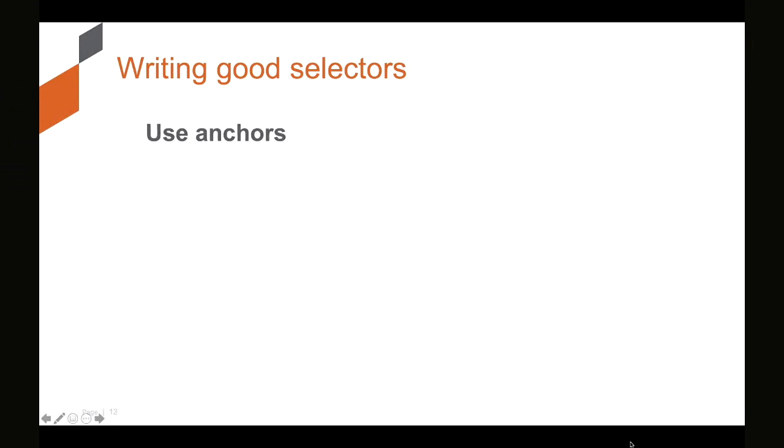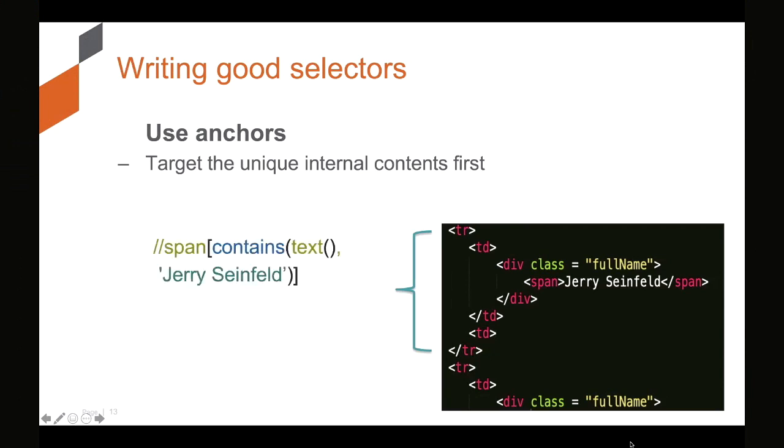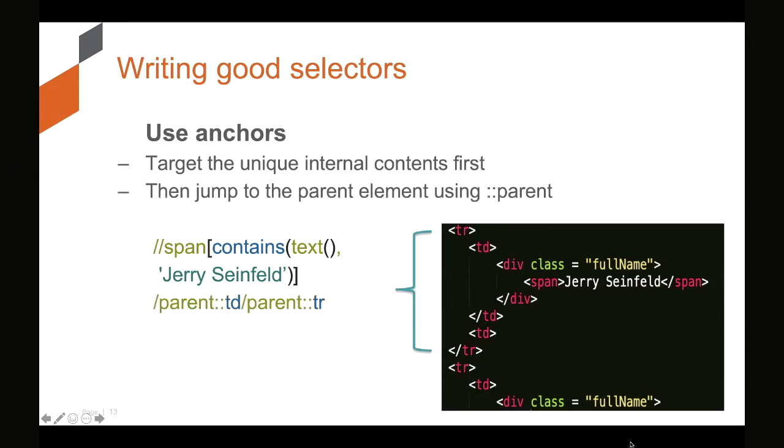The next example would be the reverse. Say you need to identify this row, and this row doesn't have any attributes linked to it. What we could do is try looking for a unique internal element, or maybe a child anchor element. In this case, it would be a span. You're using contains text, Jerry Seinfeld, and then jumping to the parent element using parent. So this is a reverse of the previous example. You're using a child anchor element to get to a parent element which doesn't have a unique identifier.